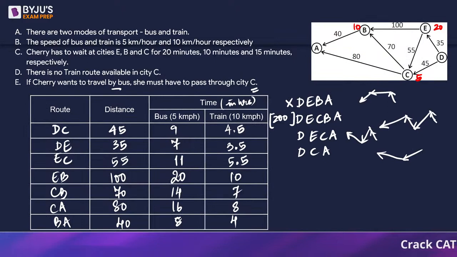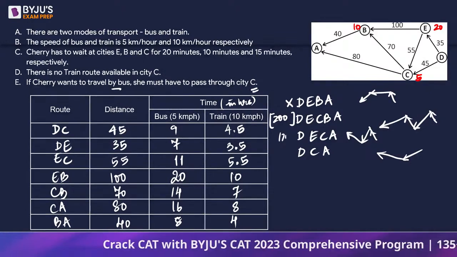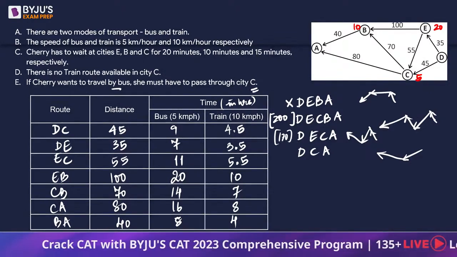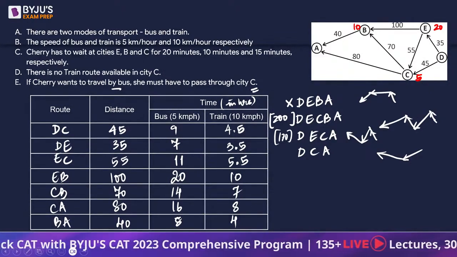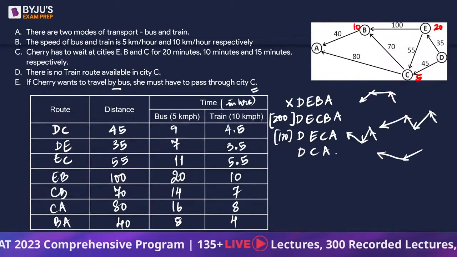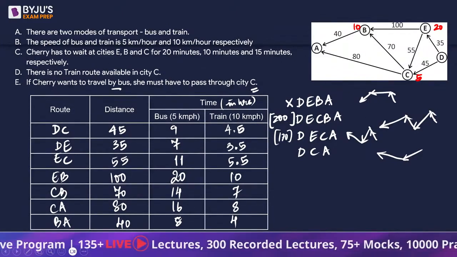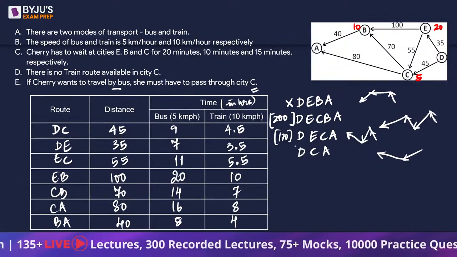Okay, if you look at DECA, that is going to be 35 plus 55, that is 90, and then another 80, which is CA. So 90 plus 80 is 170. 170 at the speed of 5, it is definitely going to take more than 30 hours. Okay, the next one is DCA. DCA is 45 plus 80, which is 125. 125 divided by 5 is 25.